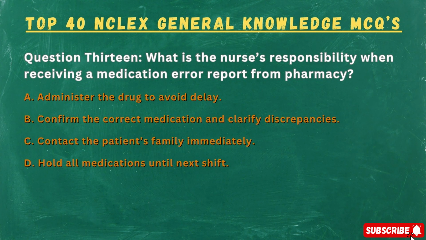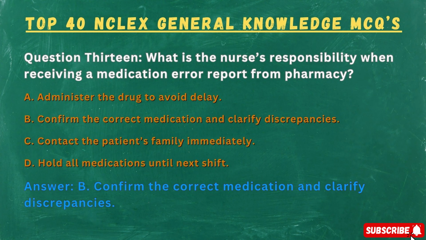Question 13. What is the nurse's responsibility when receiving a medication error report from pharmacy? A. Administer the drug to avoid delay. B. Confirm the correct medication and clarify discrepancies. C. Contact the patient's family immediately. D. Hold all medications until next shift. Answer: B. Confirm the correct medication and clarify discrepancies.